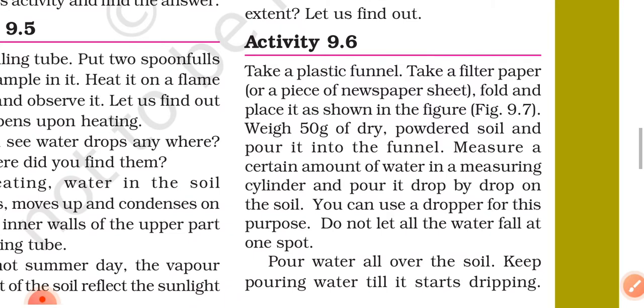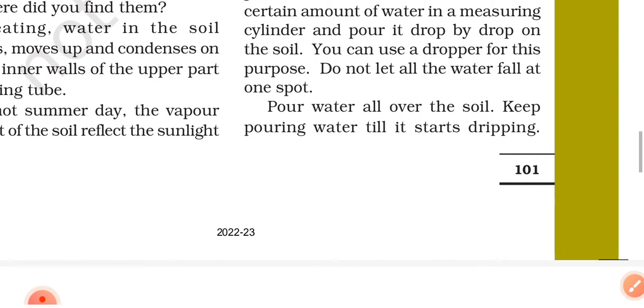Take a plastic funnel, take a filter paper or a piece of newspaper sheet, fold and place it as shown in figure 9.7. Weigh 50 grams of dry powdered soil and pour it into the funnel. Measure a certain amount of water in a measuring cylinder and pour it drop by drop on the soil. You can use a dropper for this purpose. Do not let all the water fall in one shot. Pour water all over the soil. Keep pouring water till it starts dripping.